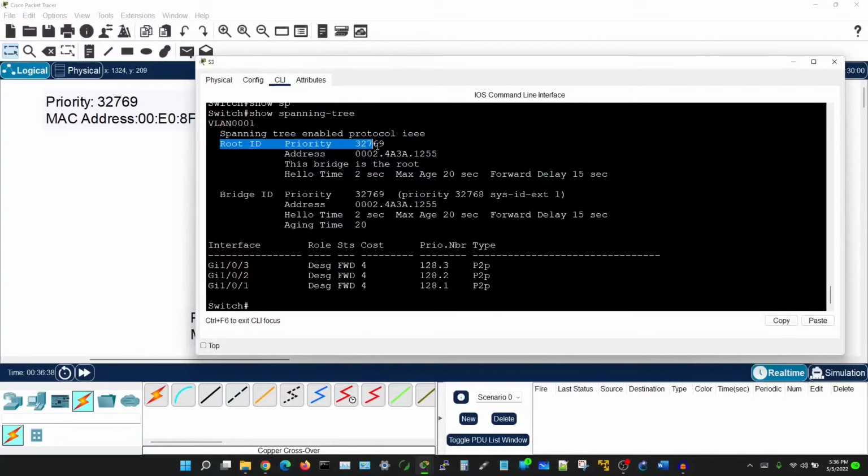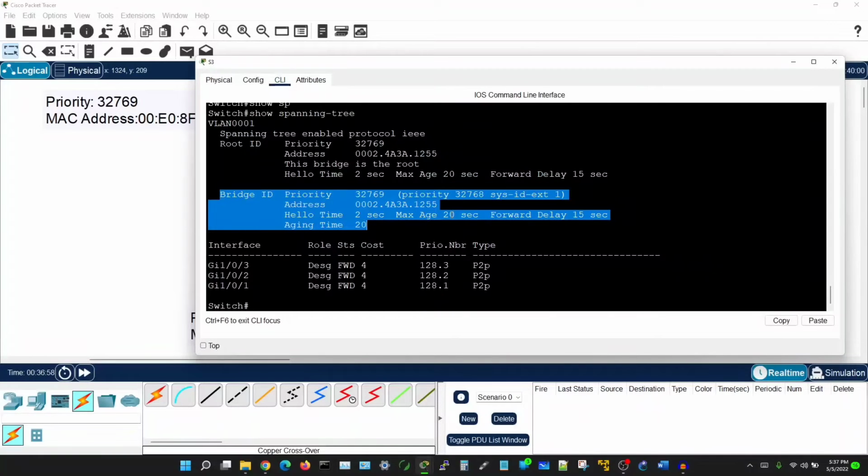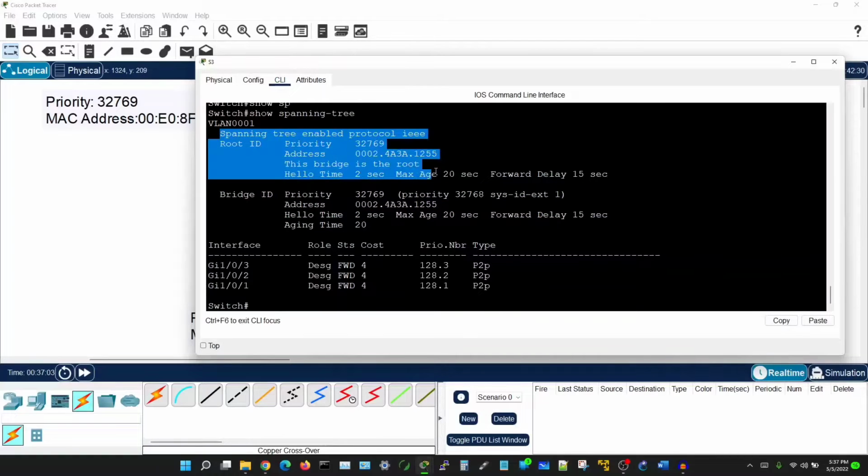It mentions that the root ID priority is this one, and the MAC address is this one right here. Since this is the bridge, it is going to be the same down here, because this piece of information is talking about our device, and the information above is the general spanning tree information for the entire topology, basically the root information. So we can confirm that.